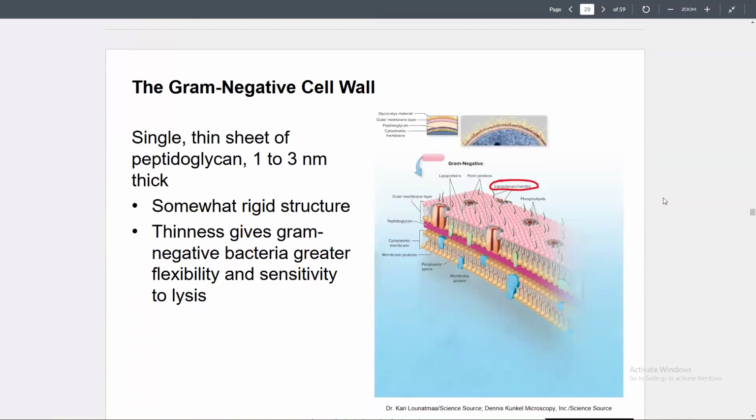Whereas our gram-negatives, we have a very thin 1 to 3 nanometer thick peptidoglycan layer, often maybe even just one chain of peptidoglycan. It makes it less rigid, but it still has shape. And a lot of that shape of their cell is defined by that outer membrane. And that outer membrane is studded with lipopolysaccharides, LPS, endotoxin. It's all the same thing. So we have greater flexibility in our cell shapes with the gram-negative, but we're more susceptible to being lysed by like salts and things like that.